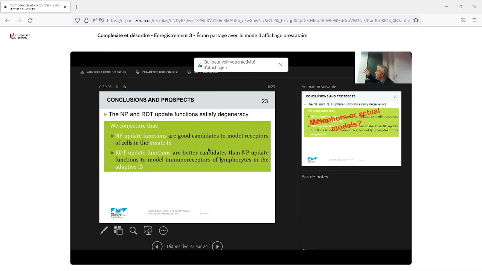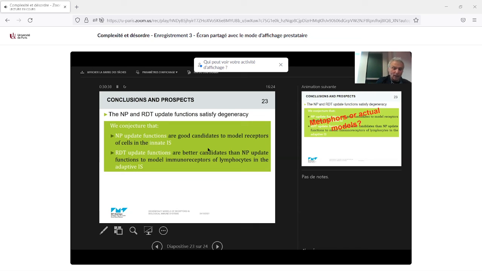it's reasonable to conjecture that NP update functions are good candidates to model receptors of cells in the innate immune system, because the innate immune system is more dedicated to specific signals. In contrast, the RDT update functions are better candidates in the adaptive immune system because they make it possible to deal with ranges of different signals that are somehow alike, but different in any case. Okay, that's great. We are very happy with that.